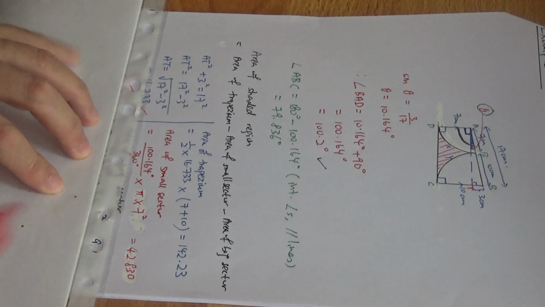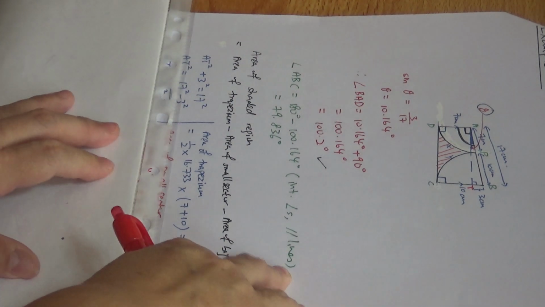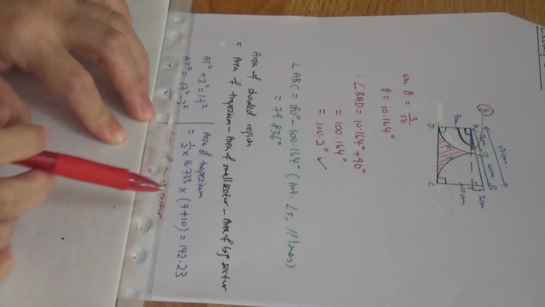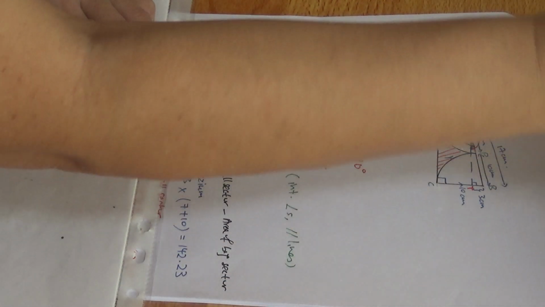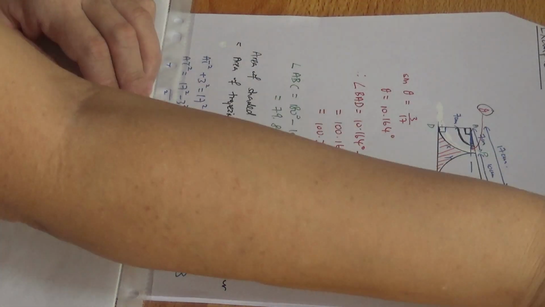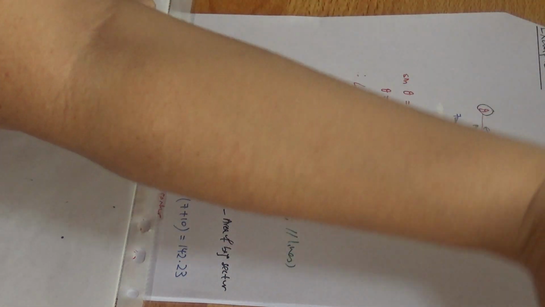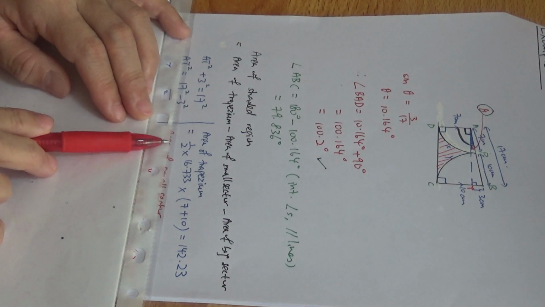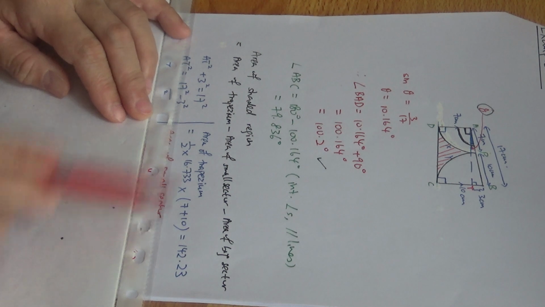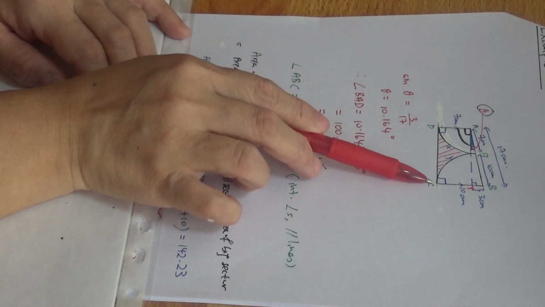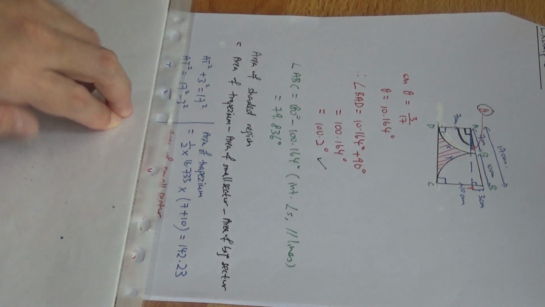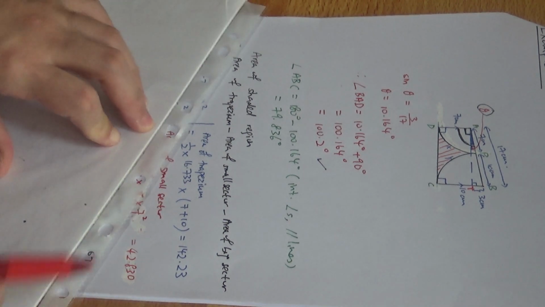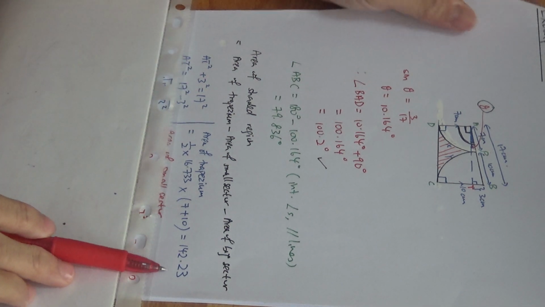Now let's take a look at how we are going to get the area of the shaded region. I'm going to do it slowly here. First of all, we find the area of the trapezium. Area of trapezium will be half times height times the sum of the parallel sides. So it will be half times this height times the sum of the parallel sides over here. I will get an answer of 142.23.